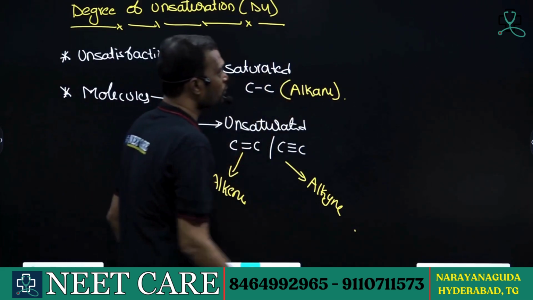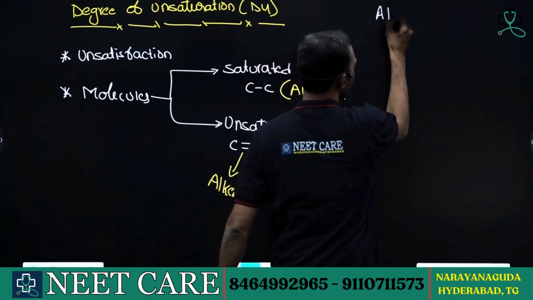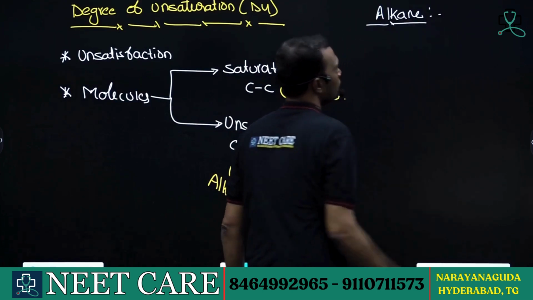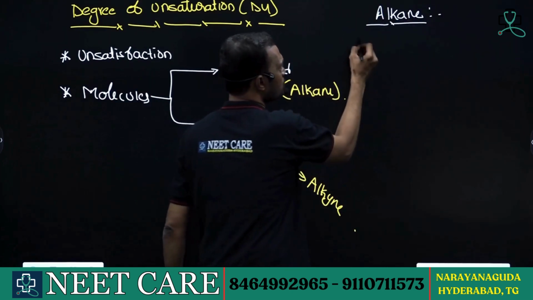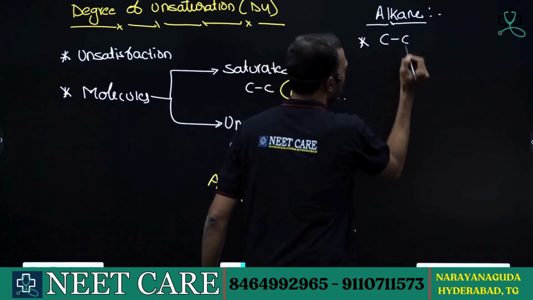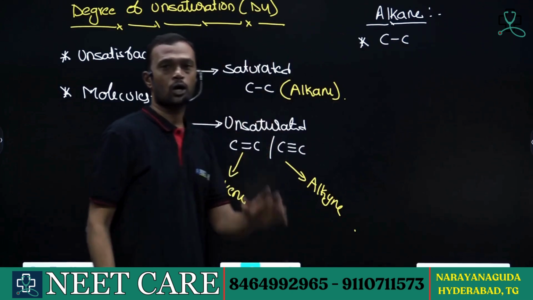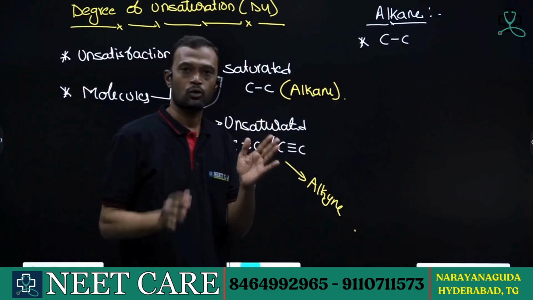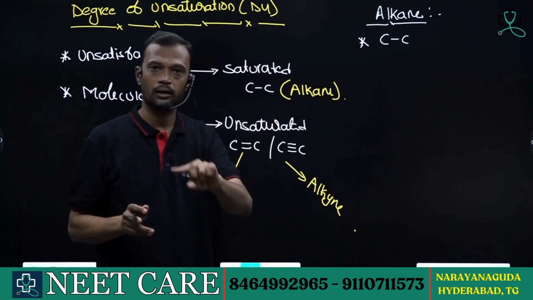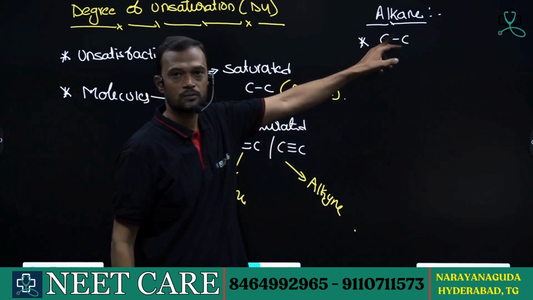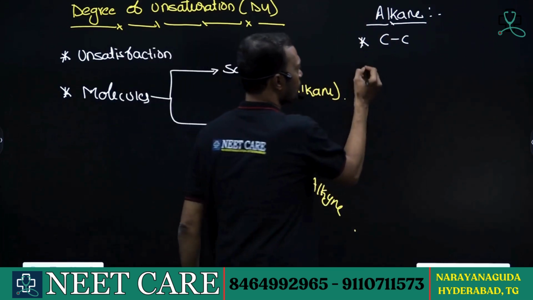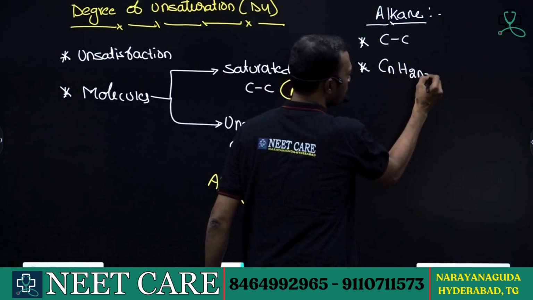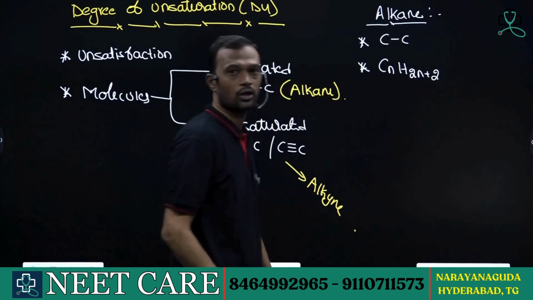So you have to know about alkane first. What is alkane? In order to understand this topic, you have to know about alkane. So alkane is a hydrocarbon which carries carbon-carbon single bonds. Hydrocarbon is nothing but molecules having only carbon and hydrogen. They are called hydrocarbons. And especially if you consider alkane, alkane has a general formula CnH2n+2. It is the general formula of an alkane.